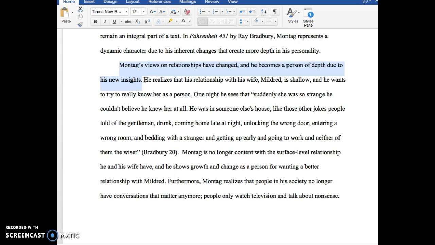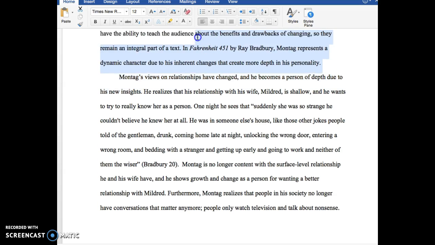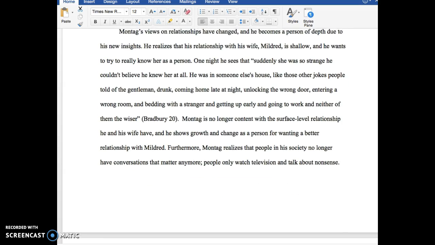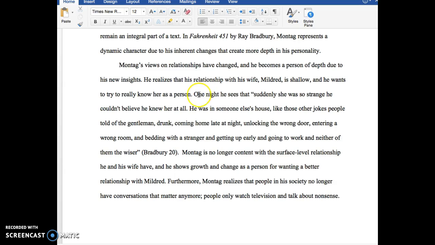The writer then develops this idea. He realizes that his relationship with his wife Mildred is shallow, and he wants to try to really know her as a person. Again, we have a connection to the topic sentence and to the thesis statement. Remember that after you make a claim, you must support that claim with evidence. The evidence here has been integrated effectively, and it clearly supports the idea that Montag realizes his relationship with his wife is shallow. The evidence says, suddenly she was so strange he couldn't believe he knew her at all.